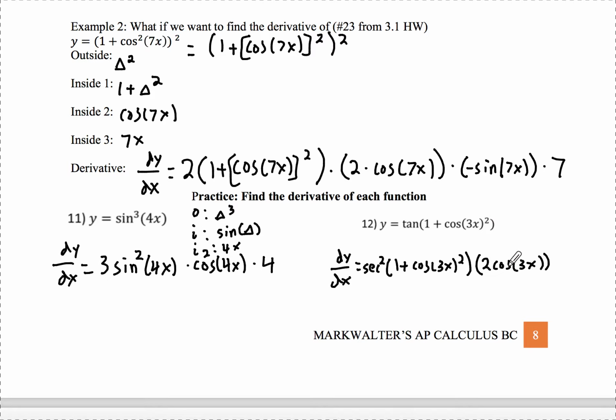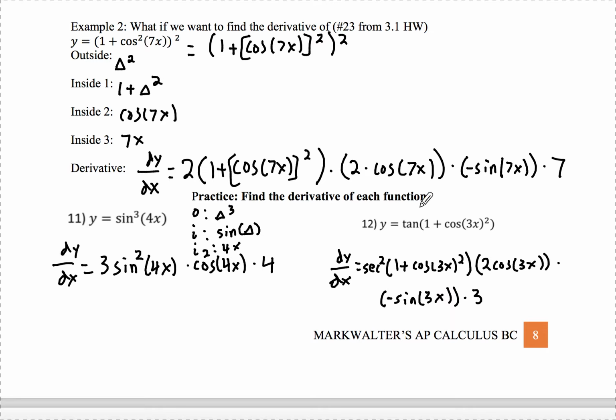Now what's the next layer? Cosine is our next layer. So I'm going to say times, I'm going to move to another line, sorry. The derivative of cosine is negative sine. I want to keep the inside part there. Now I move inside of the cosine, the thing on the inside. Cosine was 3x, so I'm going to multiply by 3. All right, cool. There we go. We have the derivative now.